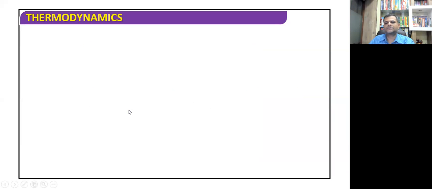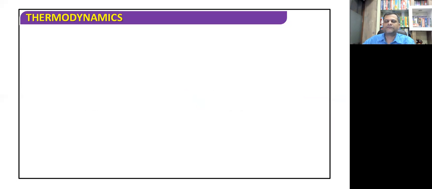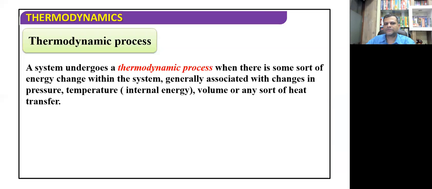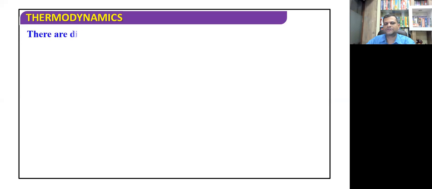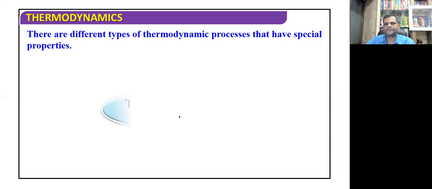Now we see some processes. Okay, isothermal process, we'll see it in detail. Okay, what is isothermal process? The process in which the temperature remains constant will be called as the isothermal process. And since the temperature remains constant, we can also say that the internal energy is also constant, and the change in internal energy in this case will be zero. Remember.